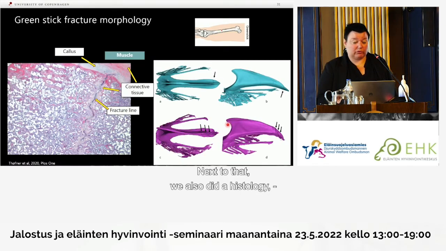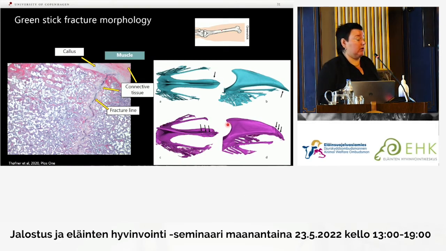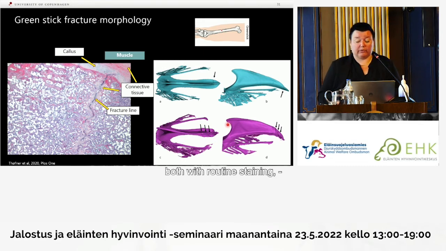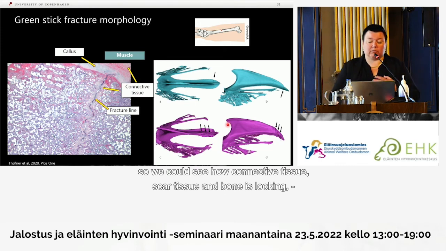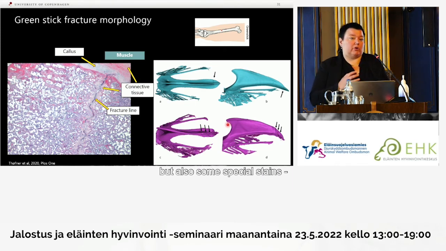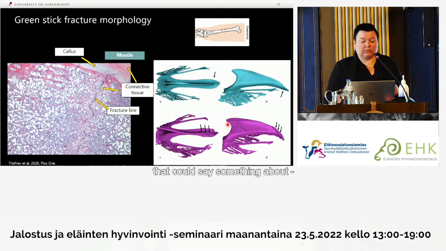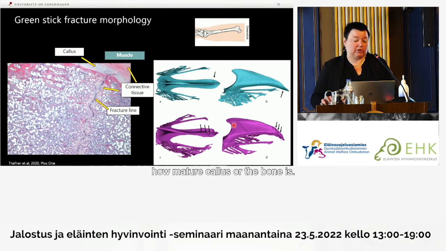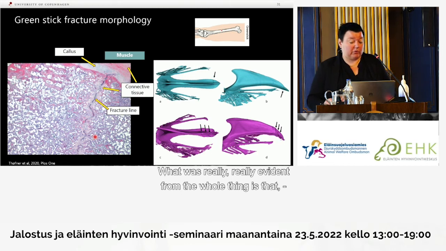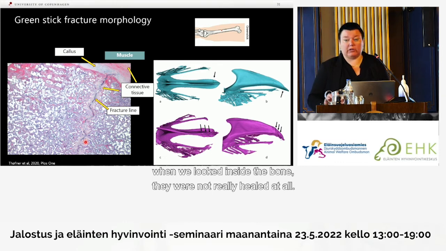Next to that, we also did histology, both with routine staining, so we could see how connective tissue and scar tissue and bone are looking, but also some special stains that could say something about how mature the callus or the bone is. What was really evident from the whole thing is that when we looked inside the bone, they were not really healed at all.